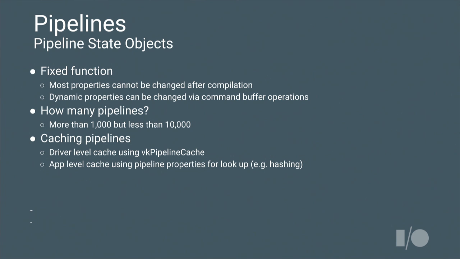You can also cache pipelines, and the caching achieves two things. If you cache it at the driver level, it helps speed up the pipeline creation. You can also use a selection mechanism where you can use a pre-made pipeline, and you can do this by looking at your pipeline properties and using a hashing function to select the pipeline.